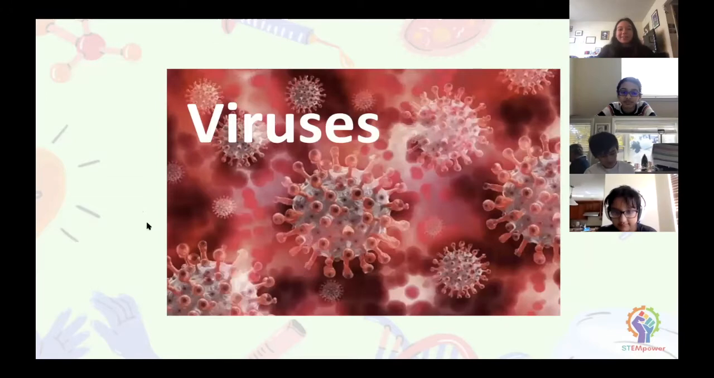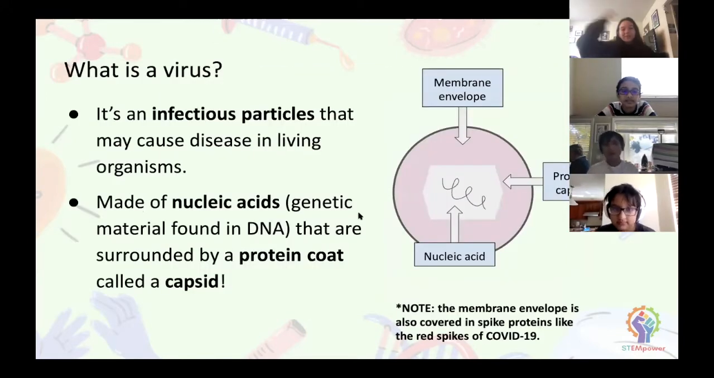So, viruses. Let's start off, what even is a virus? Well, pretty much they're just infectious particles that can cause disease. They're made up of three important components. They have nucleic acids, a protein capsid, and sometimes they can have a membrane envelope. Nucleic acids are just the DNA or RNA that programs the virus to determine its characteristics. The protein capsid is going to serve as kind of a protective layer.